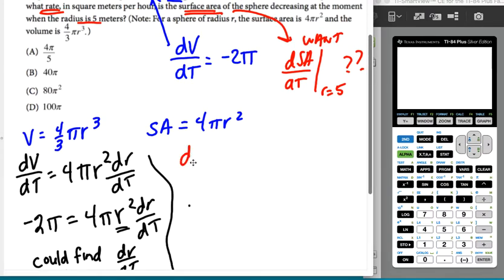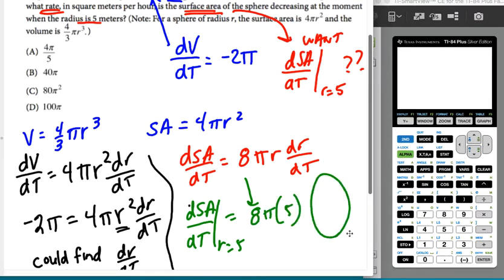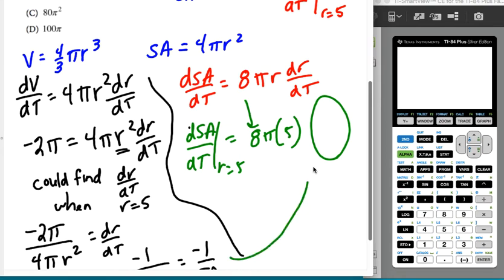So if I differentiate this, I get the derivative of surface area with respect to time is 8 pi r dr/dt. All I need to find d surface area dt at the moment when r is 5 is to plug in r is 5, and then find dr/dt at that moment, but conveniently I've already found that. That's a negative 1 over 50. So I get 40 pi over 50, with a negative in front. So I think I get a negative 4/5 pi.